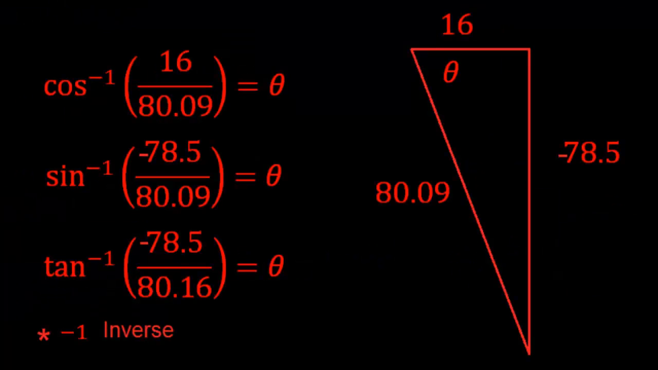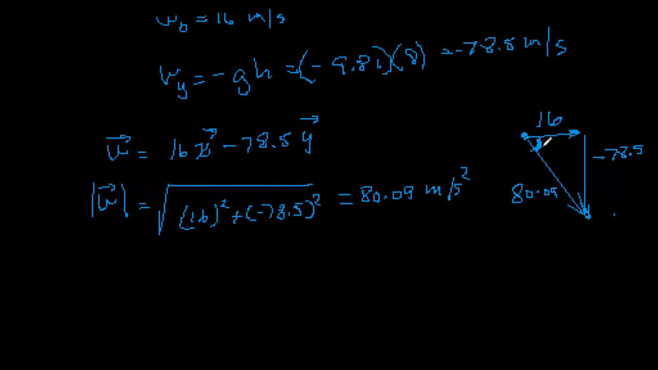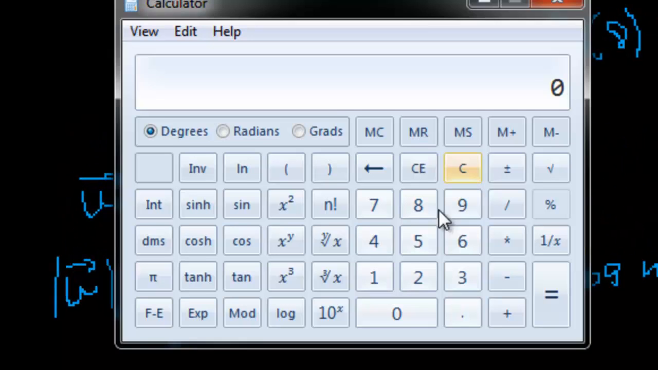From trigonometry, since we have all three numbers, we could use sine, cosine, or tangent. Now, if you were to use cosine for this angle, that would be 16 over 80 inverse cosine. If you were to use sine, that would be negative 78.5 divided by 80 inverse sine. And if you were to use tangent, it would be negative 78.5 divided by 16 inverse tan. Any one of those will give you this angle.